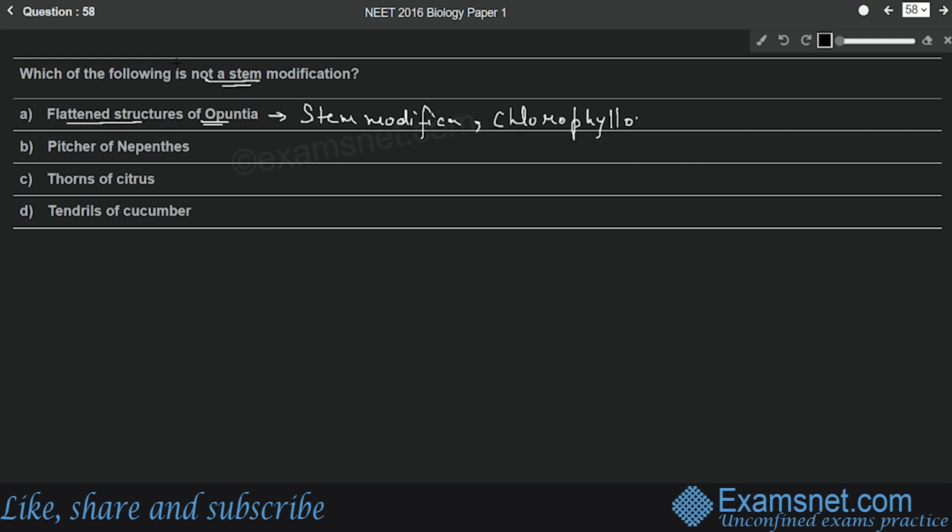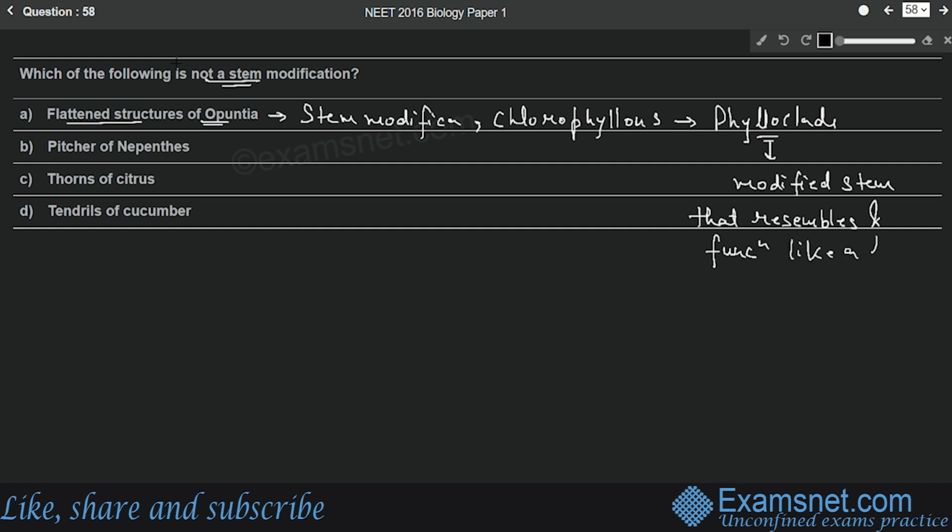Phylus means it consists of chlorophylls, and it is actually phyloclad. Phyloclad is what? It is a modified stem that resembles and functions like a leaf. Okay. So the opuntia has a modified stem like this. Flattened stems that look like leaves, and it is grown in hot areas.